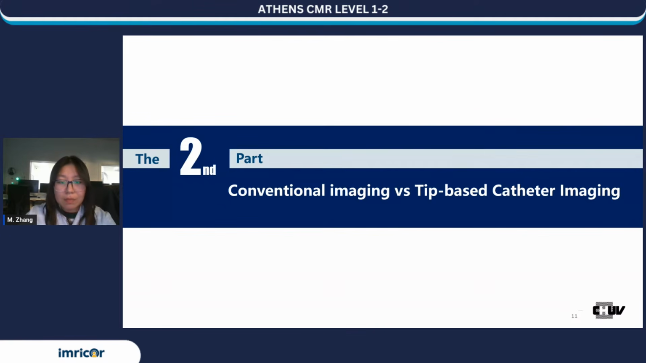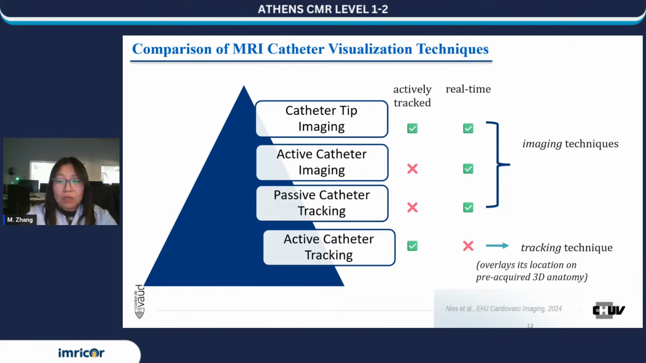Here, let's see the second part. Let's take a look at the current MRI catheter visualization techniques. As shown here, these methods can be divided into imaging techniques and tracking techniques. Passive catheter tracking is real-time imaging, but not actively tracked. This is technically an easy method. However, if the catheter goes out of the imaging plane, you lose the catheter position, which can be dangerous.